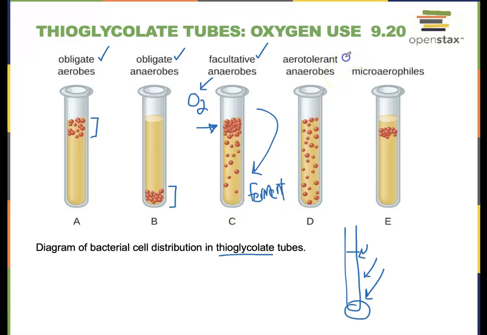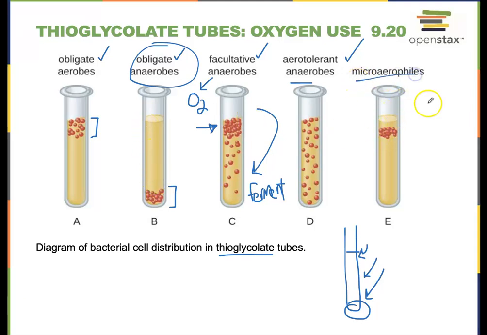Then we have something called aerotolerant anaerobes. These are pretty much evenly distributed in the test tube; they can grow in any of these conditions. They're basically anaerobes, but they can tolerate oxygen, so they're not killed by oxygen. In contrast, the obligate anaerobes are killed by oxygen. They cannot handle oxygen because oxygen makes some nasty reactive oxygen species that can harm them.